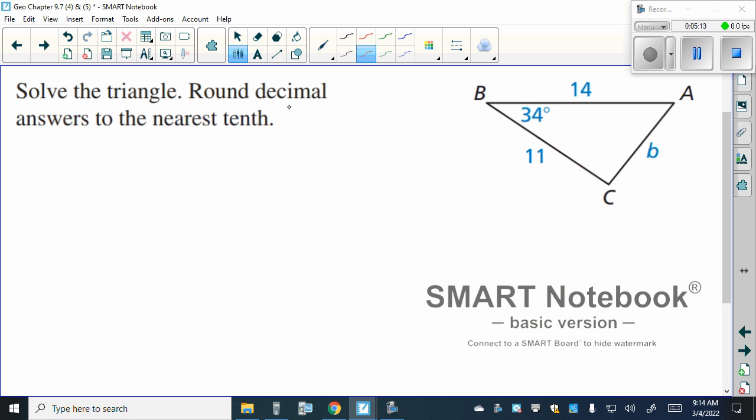Now we can't use law of sines. The law of sines really requires us to have a side and an angle opposite, and then another side or angle. And if we look at this here, well, 14, we have it, but we don't have the angle opposite. We do have the angle of 34, but we don't have the side opposite it. And our other side, 11, we have it, but we don't have the angle opposite. So this here is going to be law of cosines.